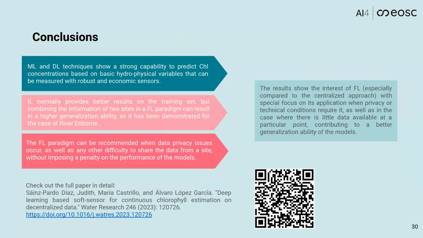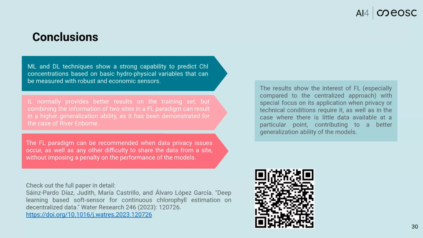As we could expect, when we have a lot of data, the individual learning normally provides better results for training. But when we combine the information from the two rivers, which are quite different information, quite different values for the different features, the federated learning paradigm can result in a higher generalization ability, which can be seen for Enborn especially, and for the test split of such river.